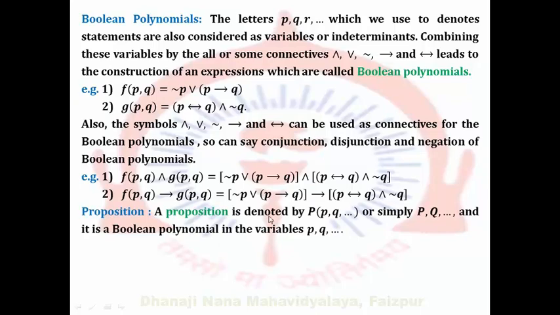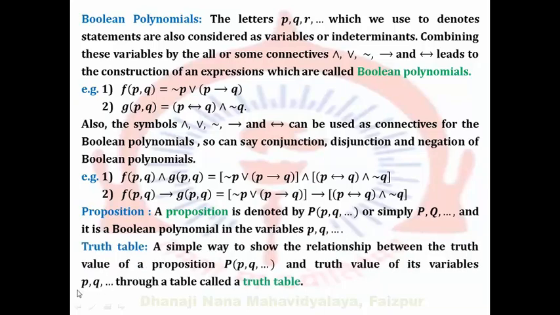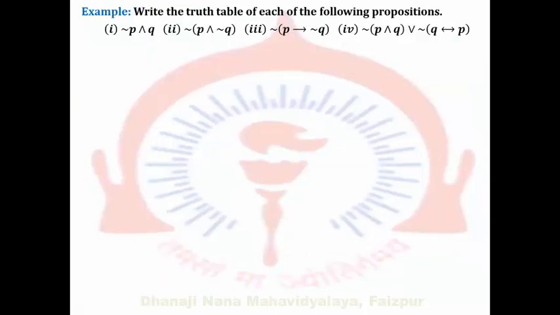So proposition. A proposition is denoted by capital P of small p, q, r, etc. or simply by capital letters P, Q, R, etc. and it is a Boolean polynomial in the variables p, q, r, etc. Then we have the truth table. It is a simple way to show the relationship between the truth values of the proposition capital P and the truth values of its variables, that is small p, q, r, through a table that is called a truth table.